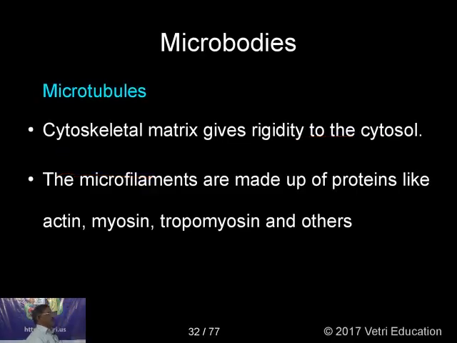The cytoskeletal matrix gives rigidity to the cytosol, that is, the cytoplasm. The microfilaments are made up of proteins like actin, myosin, tropomyosin and others.